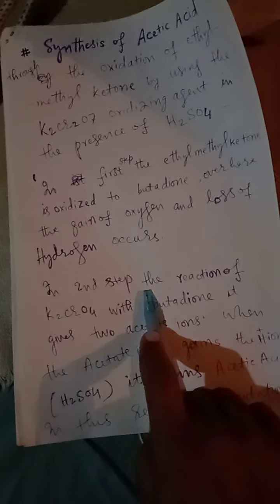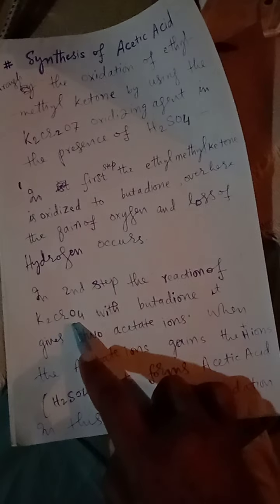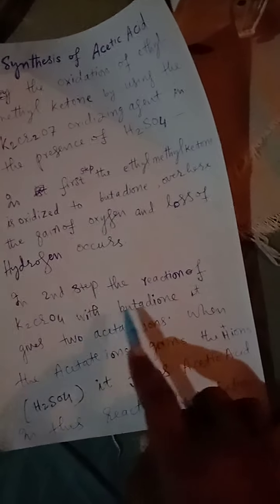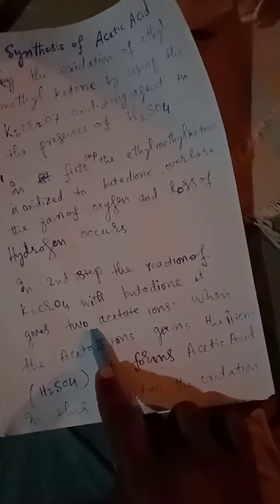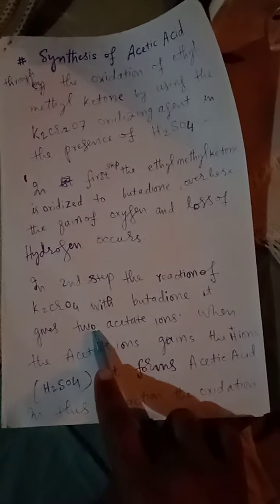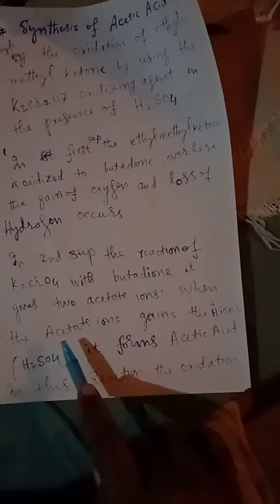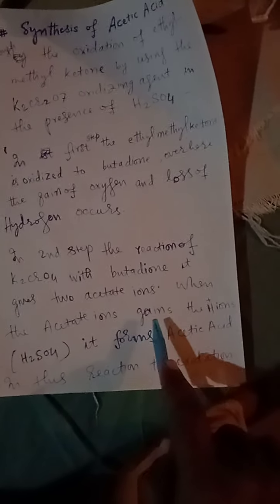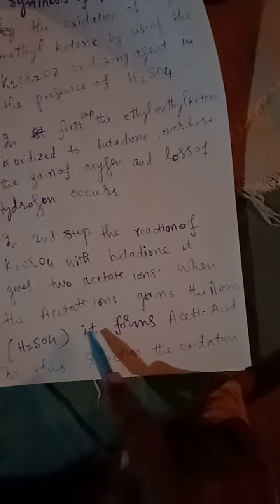In the second step, the reaction of K2CrO4 with butadiene gives two acetate ions. When the acetate ions gain the hydrogen ions from H2SO4, it forms acetic acid.